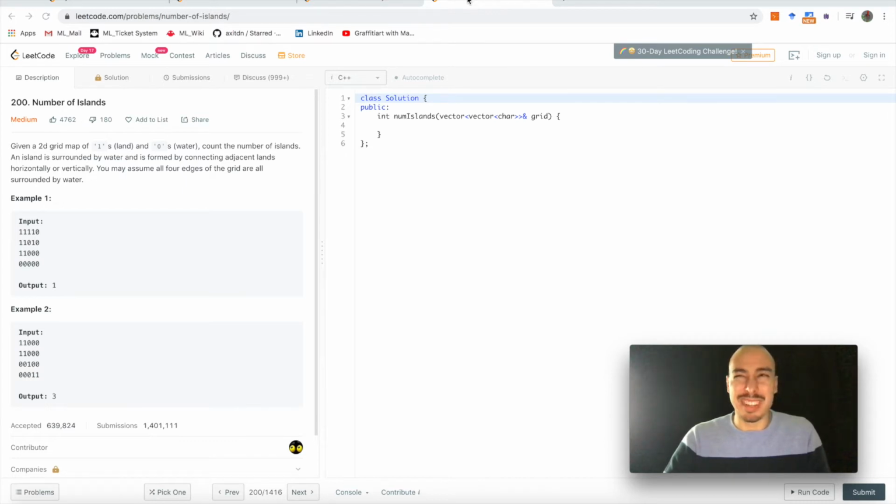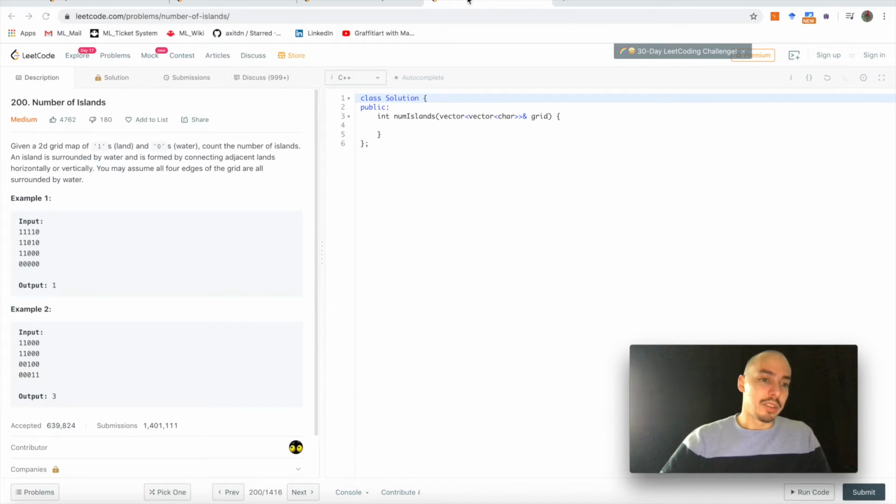So that's basically like finding the connected components and giving them an individual label. An island is surrounded by water and is formed by connecting adjacent lands horizontally or vertically. So in this case we've got a 4-connected neighborhood. You may assume all 4 edges of the grid are surrounded by water. So that's like a boundary condition to talk about.